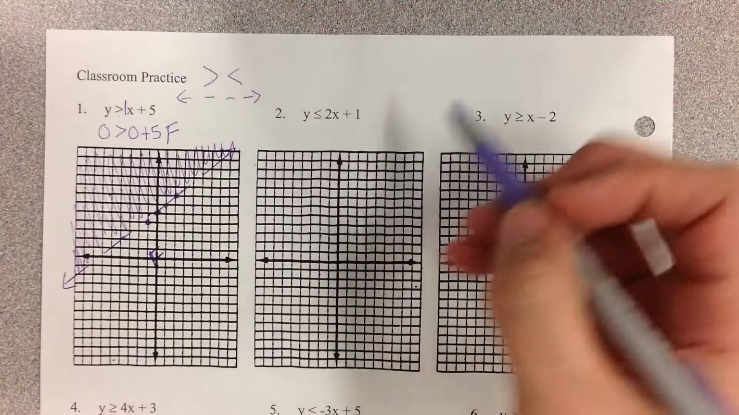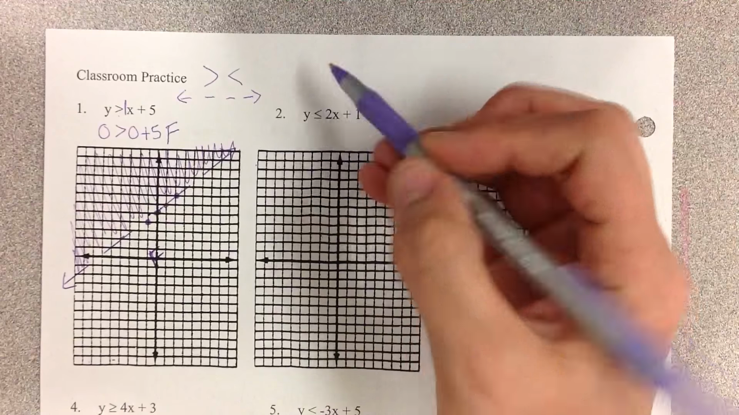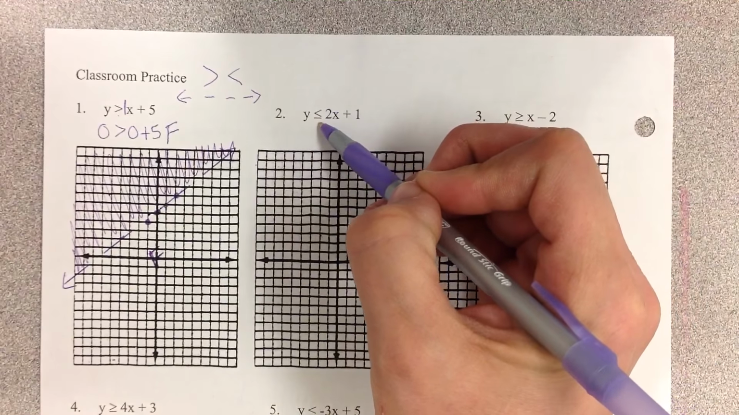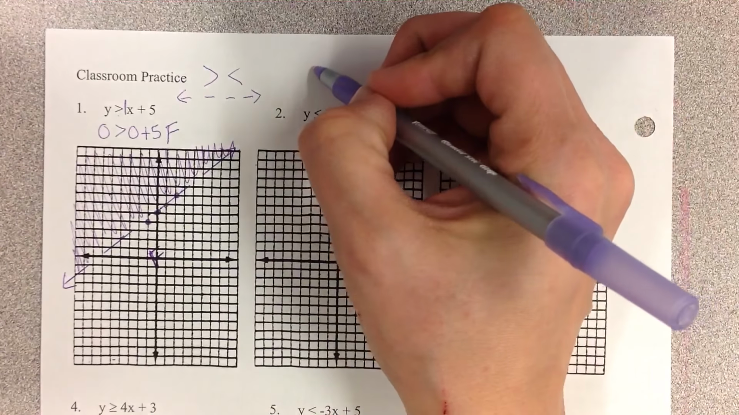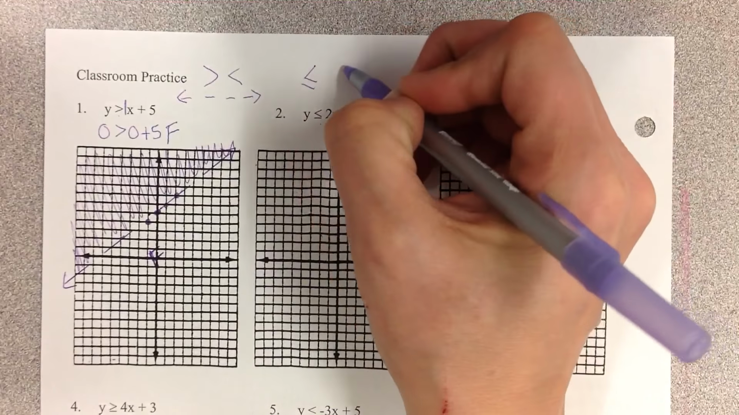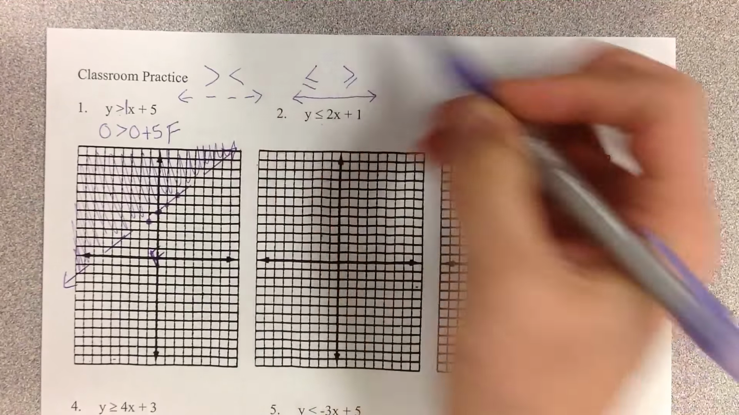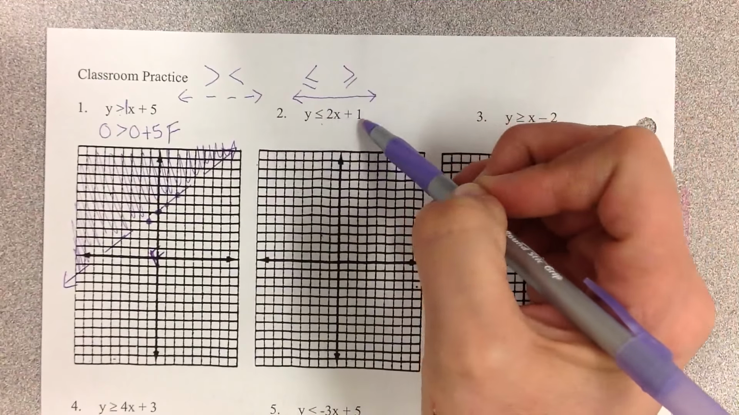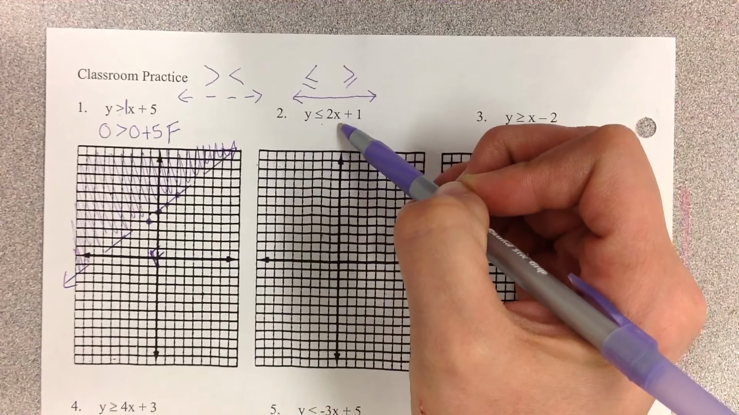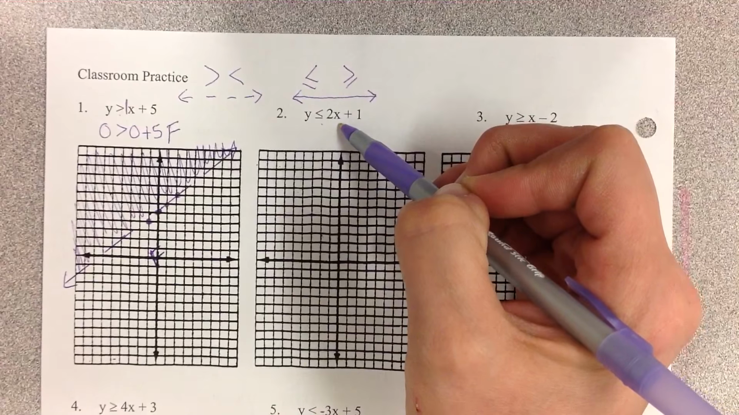In number 2, we're going to graph the boundary line. Notice that this is a less than or equal to, which means that less than or equal to, greater than or equal to is a solid line like we are used to. Any point that will be on this boundary line will make this inequality true when substituted in.